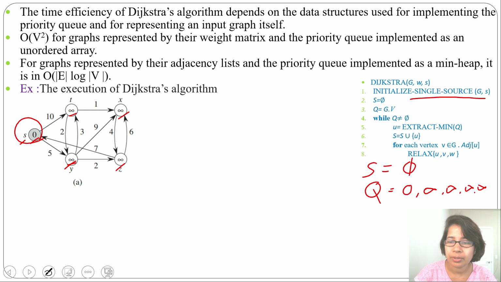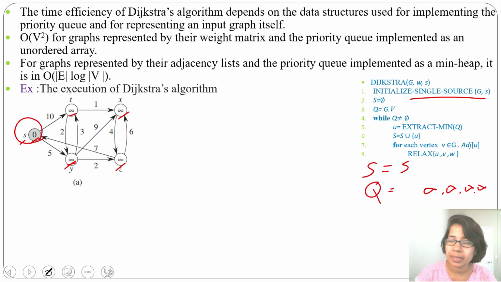While Q is not equal to empty, is Q empty? No. You extract the minimum from Q. So what is the minimum? Obviously the minimum is 0. Then S will be S union U. So we add this to set S. We extracted the minimum value from Q and we add it to set S.